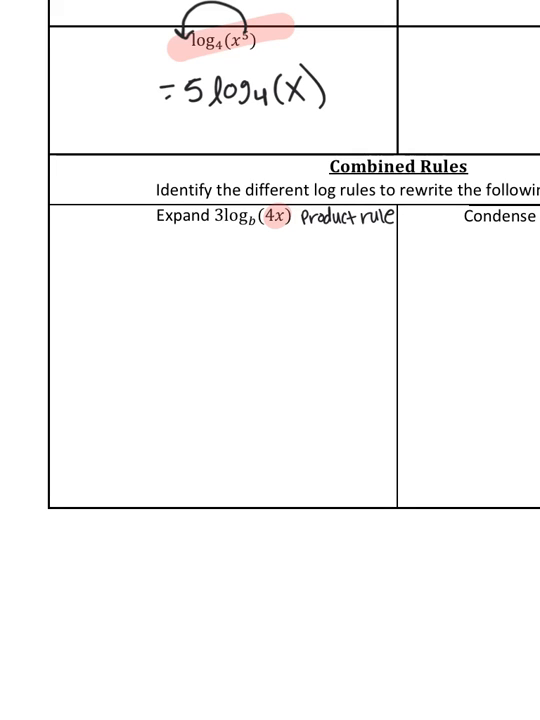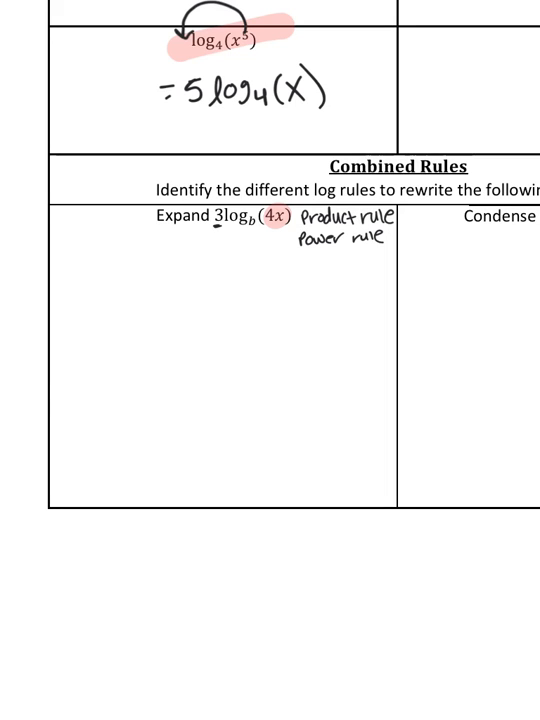Also, notice that you have the number 3 that's in front of your log. We just talked about power rule and how the coefficient in the front can be brought into the exponent. So I also know that I'm going to be using the power rule. So let's go ahead and use the product rule to break these apart.